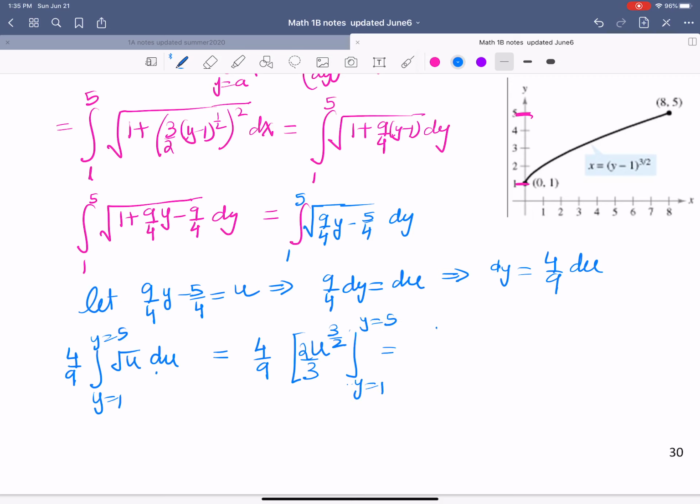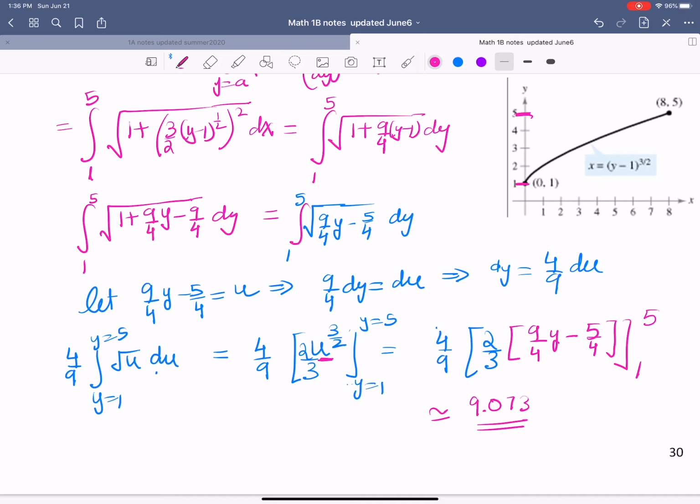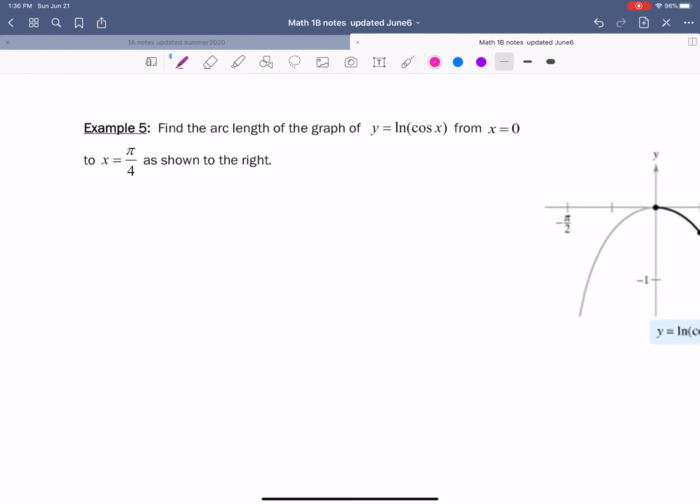The reason why I left the bounds in terms of y is because I'm going to come back to the y form now. So I'm going to replace the u by whatever we called u in the beginning. The bounds are 1 to 5. Okay, so go ahead and simplify. Either use a calculator, plug in the upper bound and the lower bound. Check. It should turn out to be approximately 9.073.